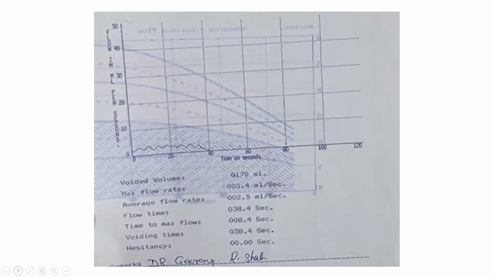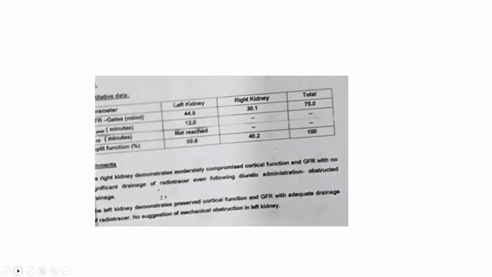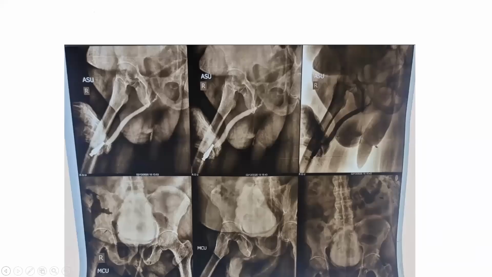Good. Fine. Yes, Paras. Just tell what we did. So after giving antibiotics, the patient underwent uroflowmetry. Average flow was 2.5 with Qmax of 3.4 ml per second. Voided volume was 178 with voiding time of 38 seconds. So we did an RGU and MCU.